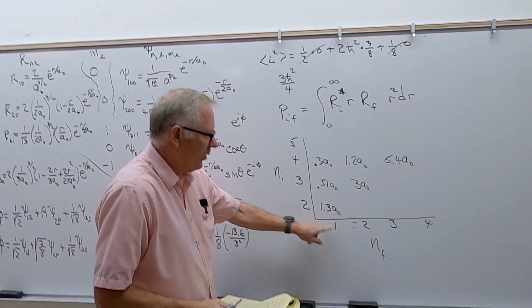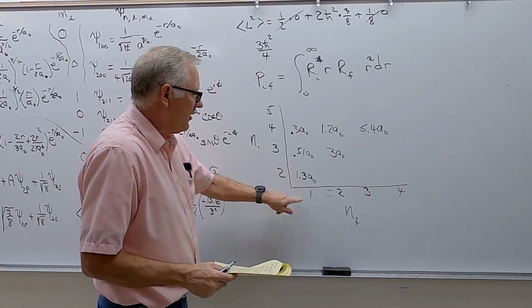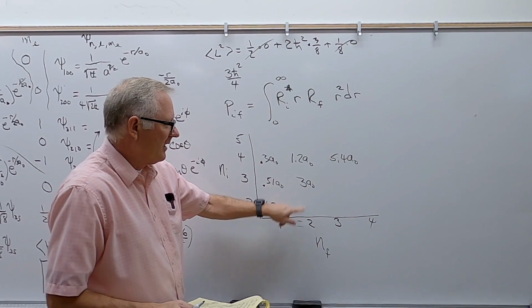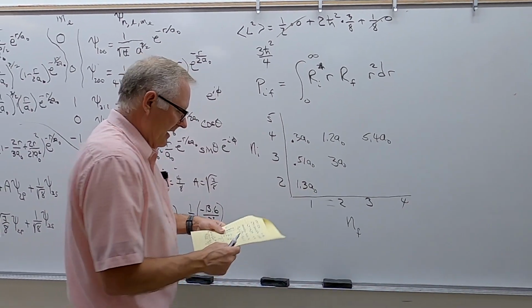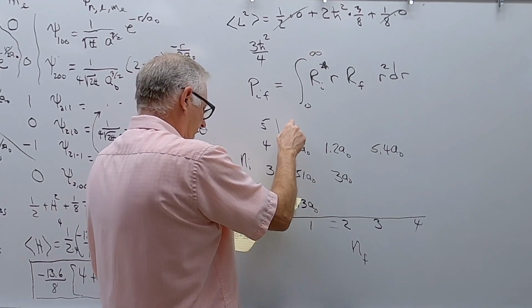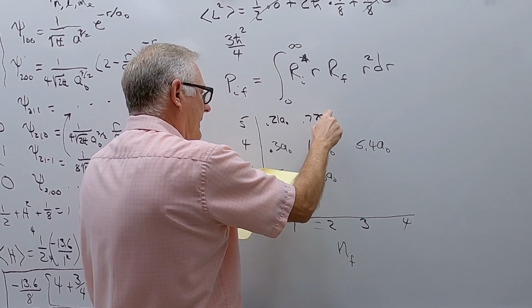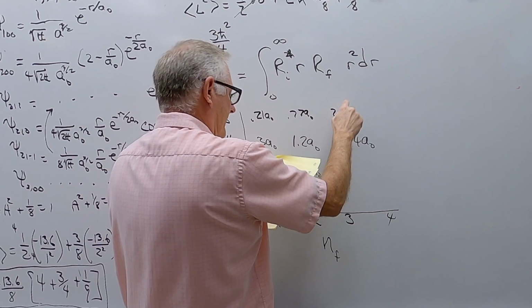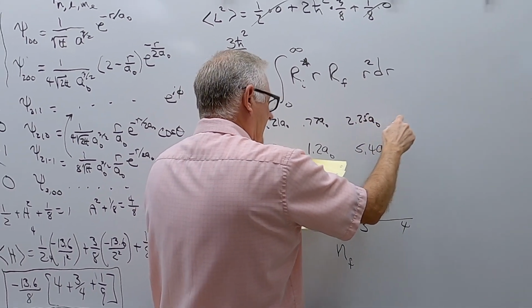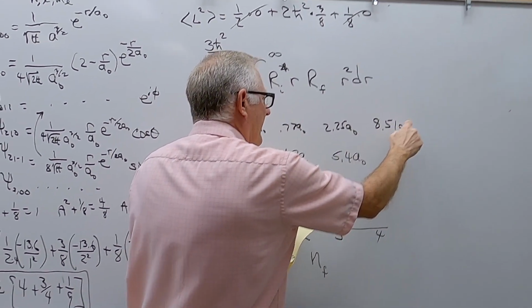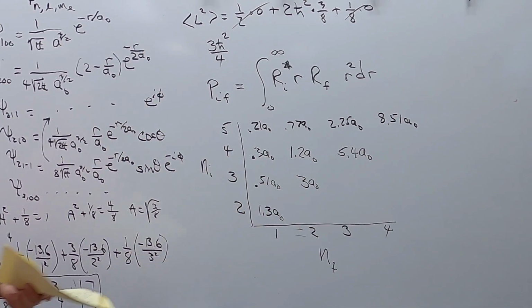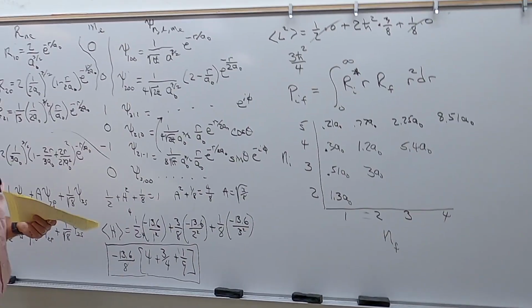So this is a 2 to 1. It wiggles this much. 3 to 1, it wiggles that much. It looks like it wiggles a lot more from 3 to 2. And this other one up here is 0.21 a naught, 0.77 a naught, 2.25 a naught, 8.51 a naught. So first of all, you'll notice that you don't get any zeros in this.